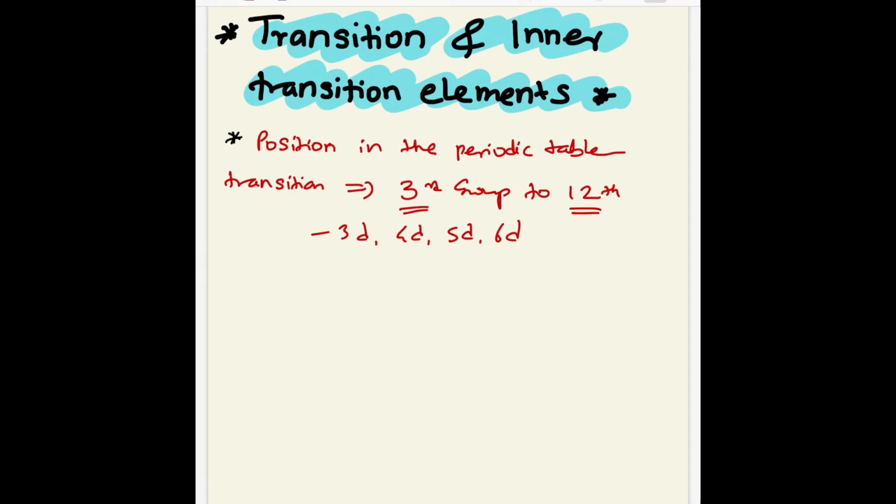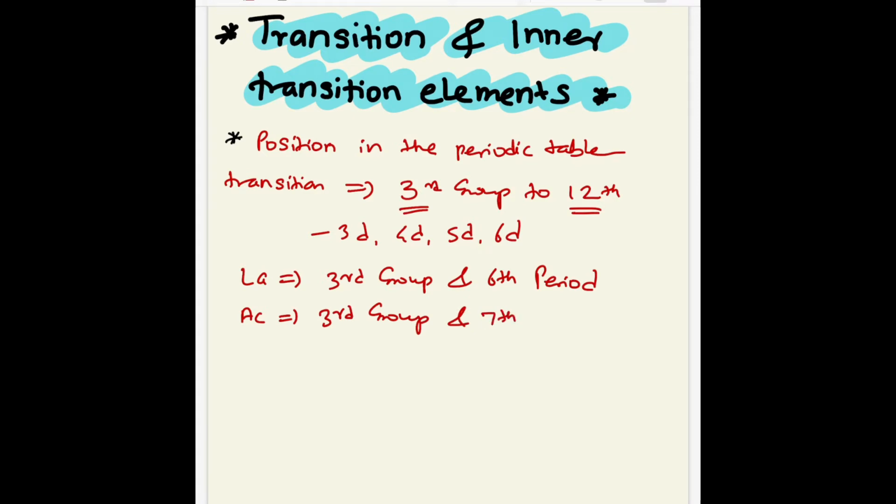In the inner transition series there are two series. One is known as lanthanoid and the second one is known as actinoid. Lanthanoids are placed in the periodic table in the third group and sixth period, and actinoids are placed in the third group and seventh period.